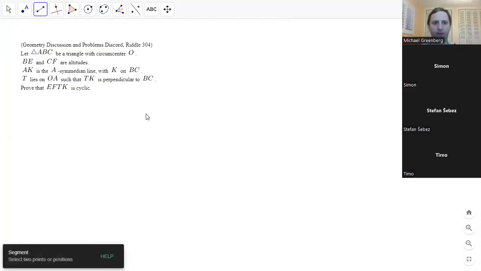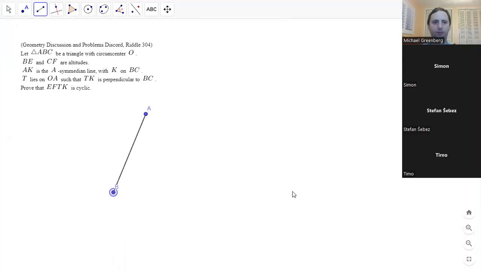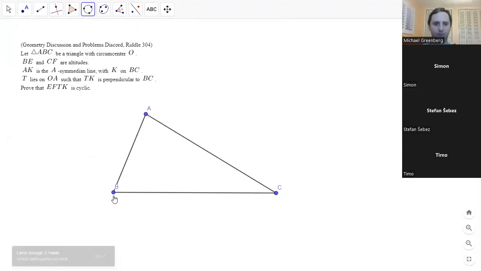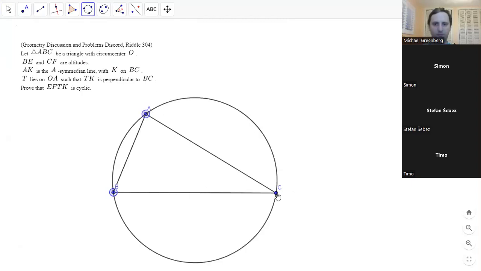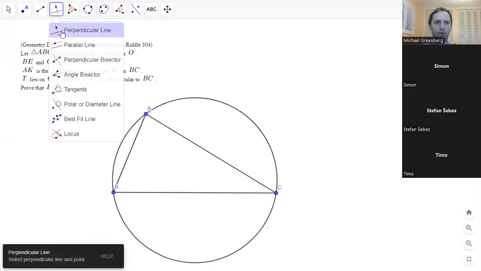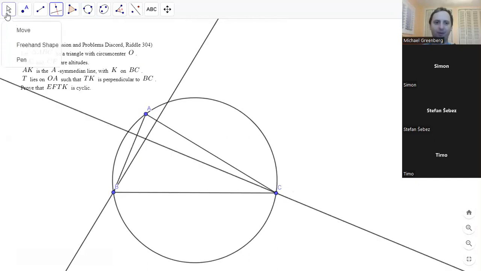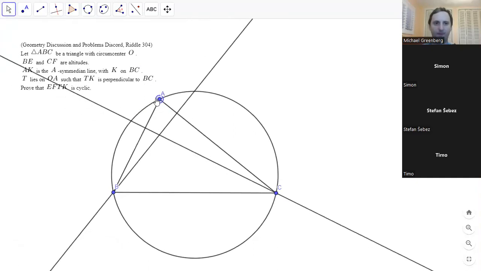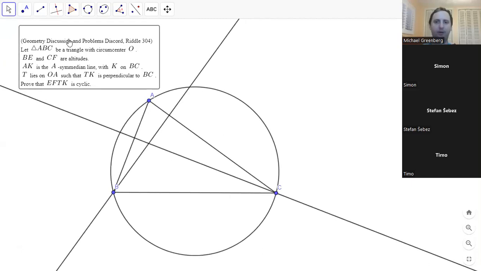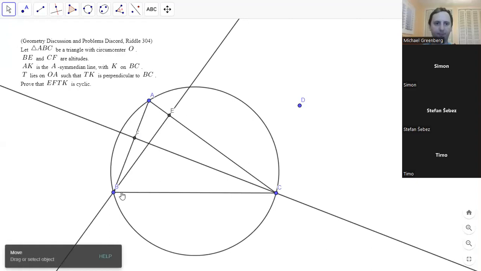So we have a triangle ABC with circumcenter O and altitudes BE and CF. I don't know if you remember this one, Stefan. I think this one was posted really recently. I saw it, but didn't work on it yet. All right. So BE, CF, and AK is the median.